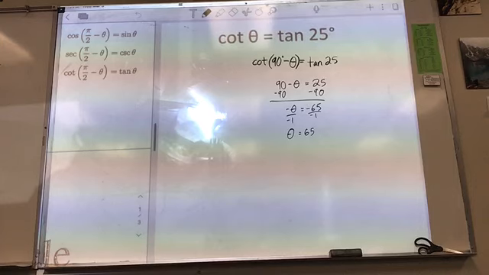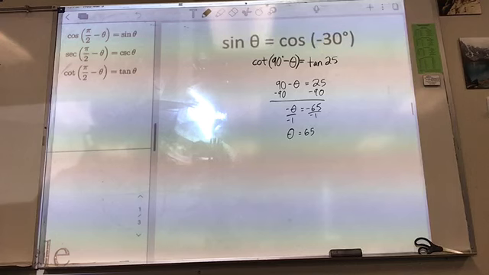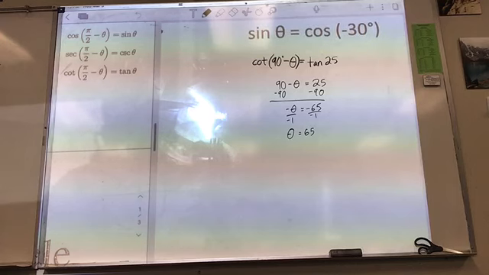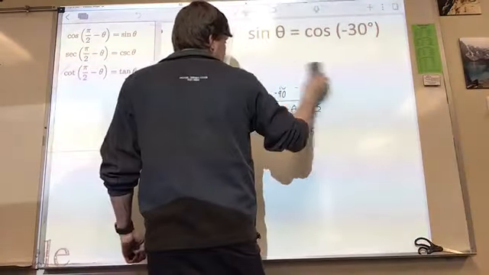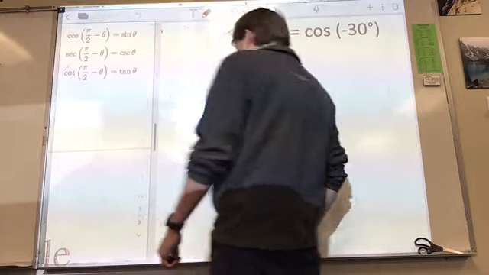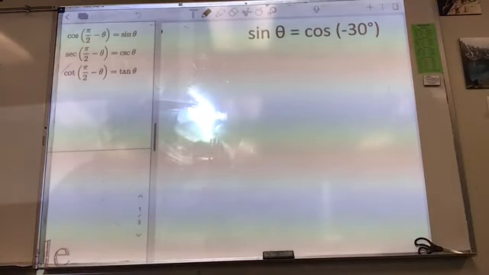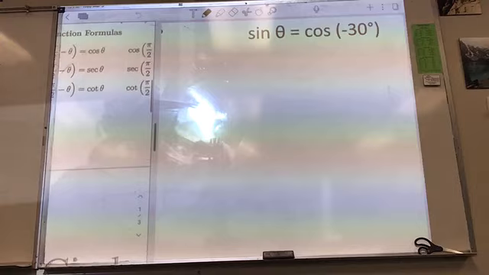Okay, let's try the right side. The right side has asked us to figure out the angle of sine when cosine is negative 30. Some of you might be able to do it in your head. Anybody know what the complement of negative 30 is? Yeah? 120? Yes. Because that's what makes it end up being 90, right?